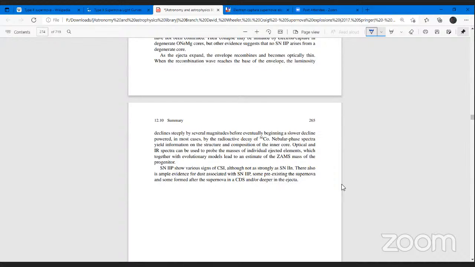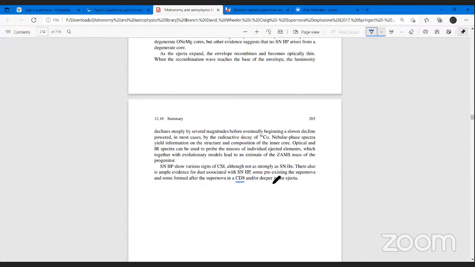the progenitor, basically. The type 2P show various signs of circumstellar interaction, although not as strongly as type 2N. There also is ample evidence for dust associated with type 2P, some pre-existing the supernova and some formed after the supernova in the CDS or deeper in the ejecta. What is the full form of CDS? I'm not sure. Might be circum-something, but I'm not sure.